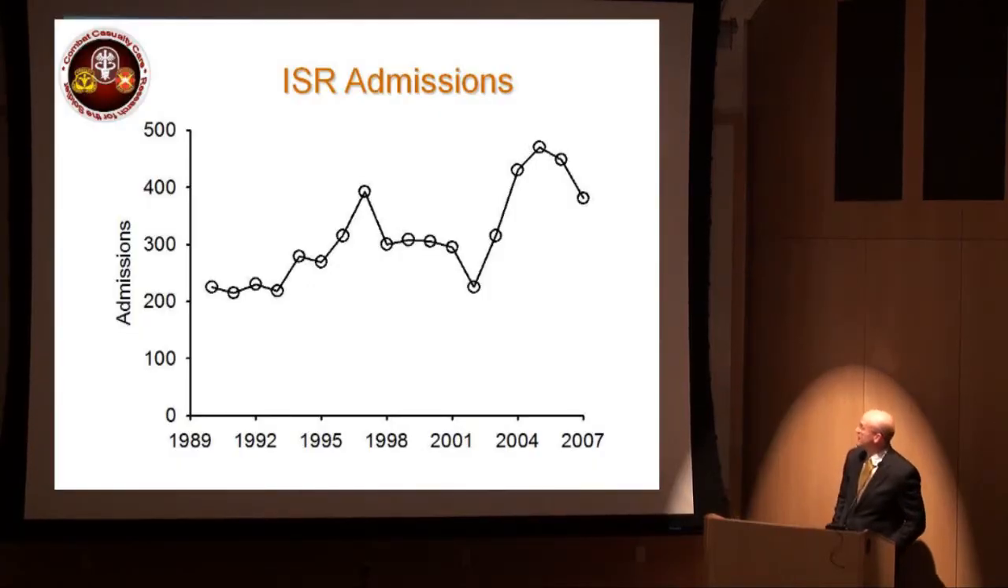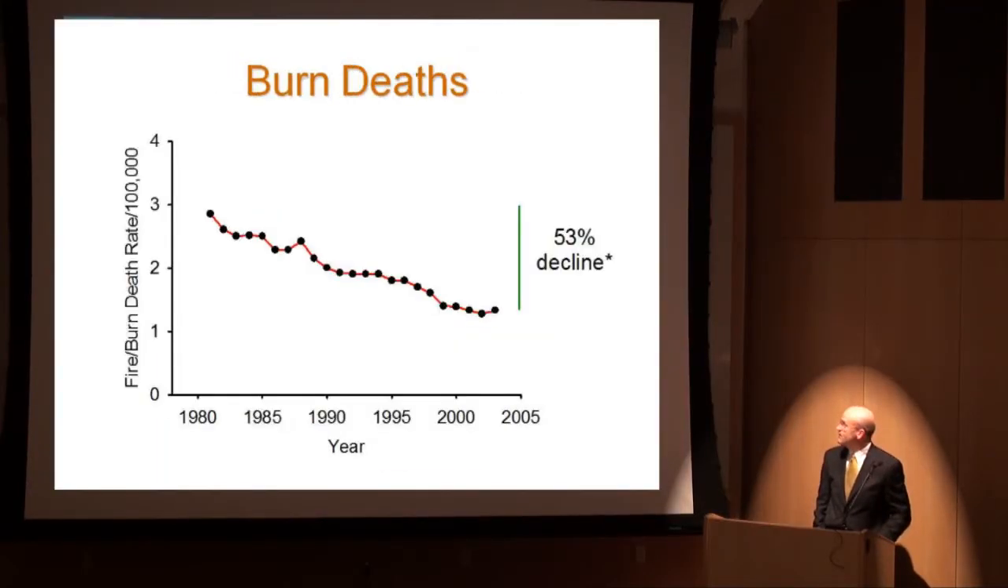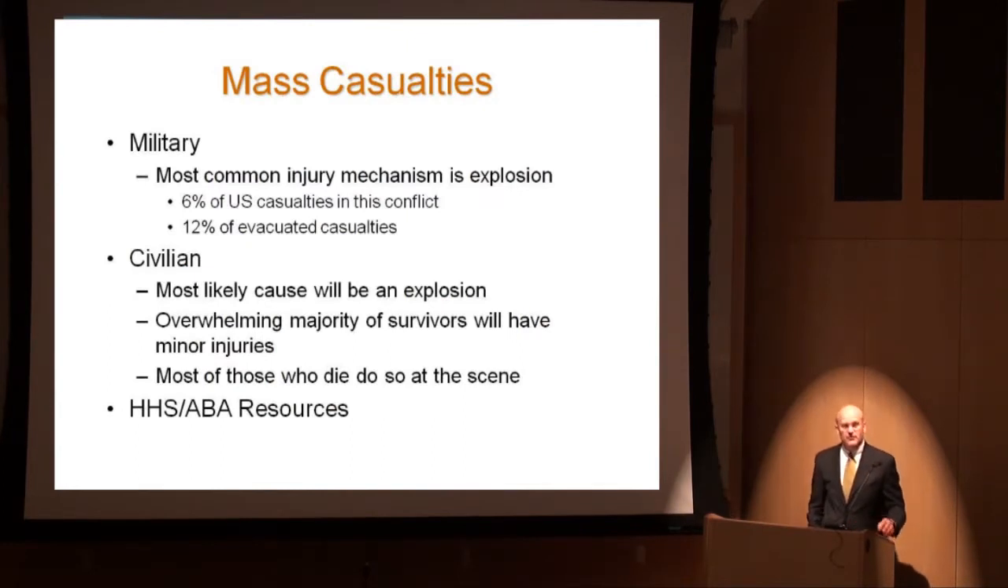The number of admissions that we've had bumped again between 2004 and 2007, and that mostly had to do with the IEDs. When you think about burns in the USA, however, I'm going to shift gears: they've been decreasing in number. If you look at the total number as well as per capita, it's going to be even more than this. The number of burns we've been seeing in the United States is decreasing over time, and the burn deaths have significantly decreased in a linear way. We think the major reason is that we're better at preventing burns, but I think we're also a little bit better at taking care of them.